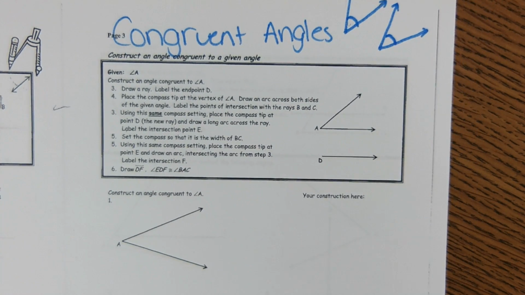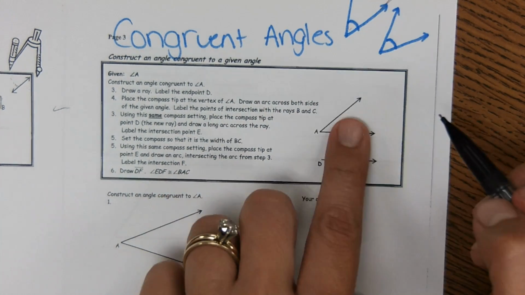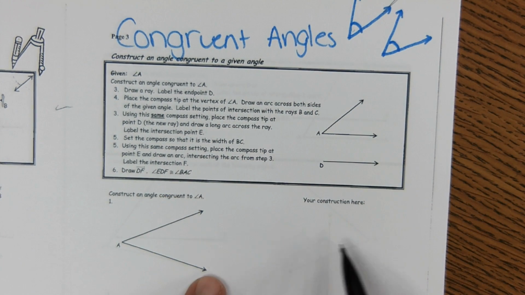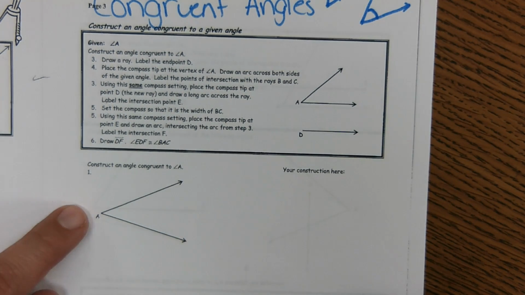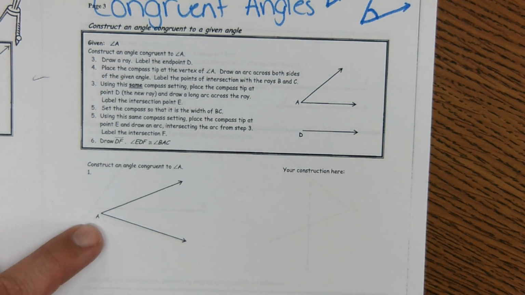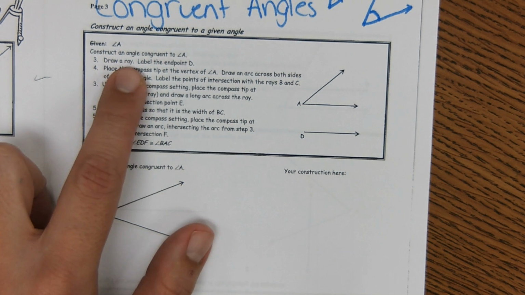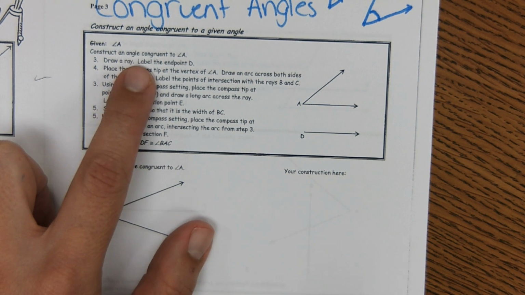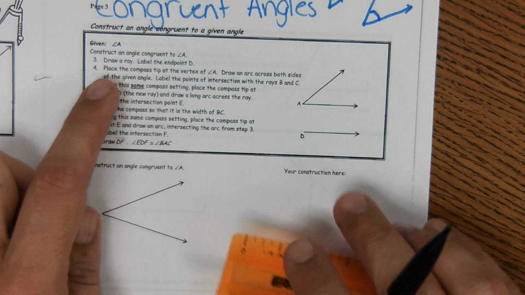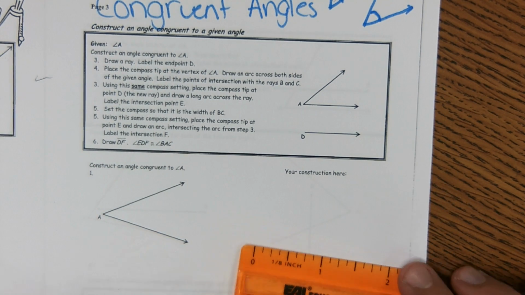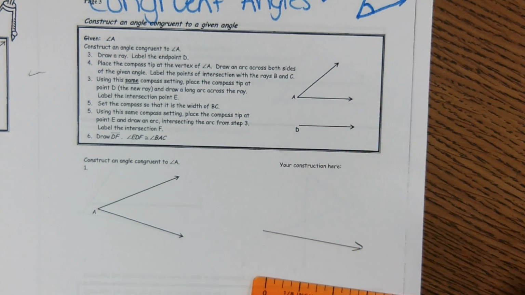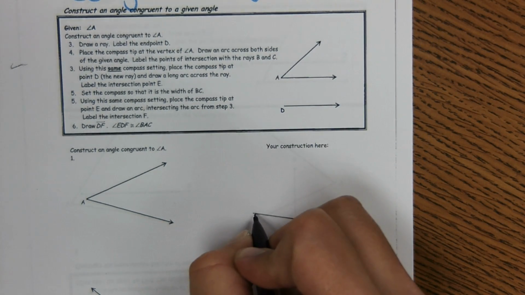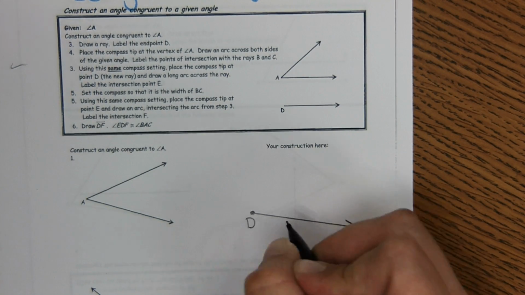Okay. So this doesn't give us a lot of space to work with. So we're going to just start our first example right here. It says construct an angle congruent to this angle right here, angle A. So first step, and again, we're just following these instructions. It says draw a ray and label the endpoint D. So we're drawing the bottom right of the angle. So I'm drawing a ray with my straight edge and labeling the endpoint D.